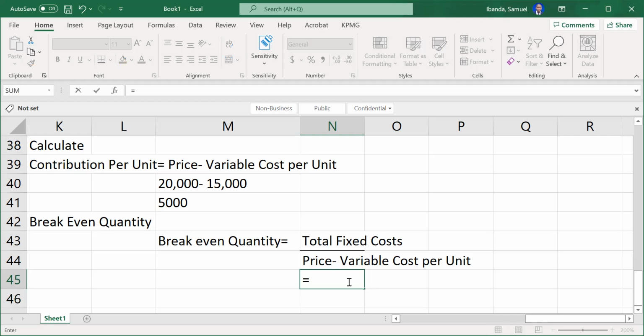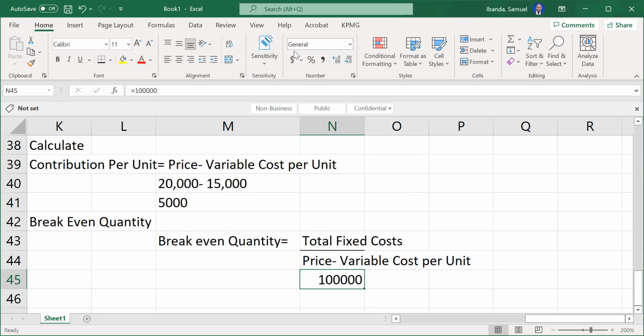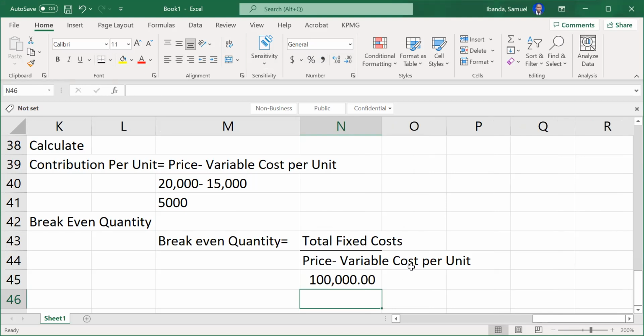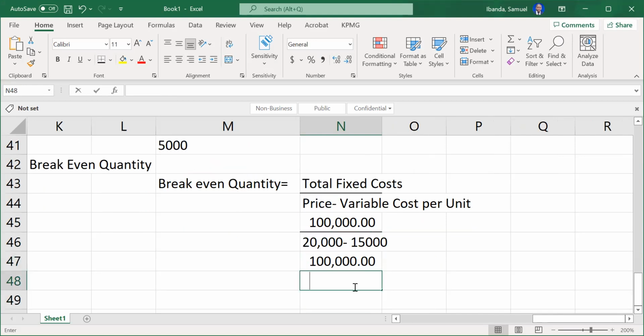So it means that this will be given by the 100,000, which is our fixed costs. This is to be divided by price, which is 20,000 minus 15,000. So this will give you 100,000 divided by 5,000.